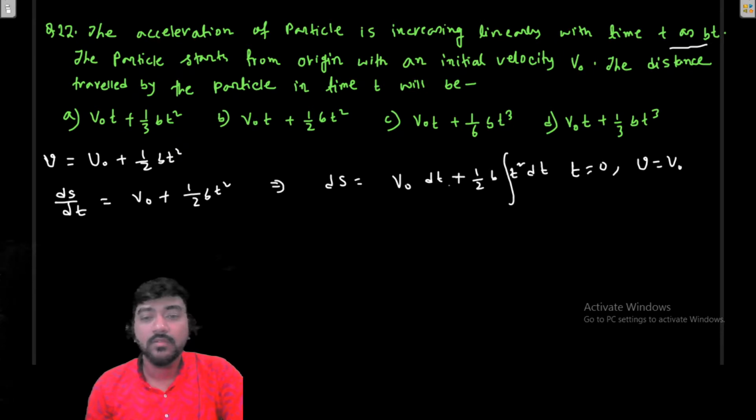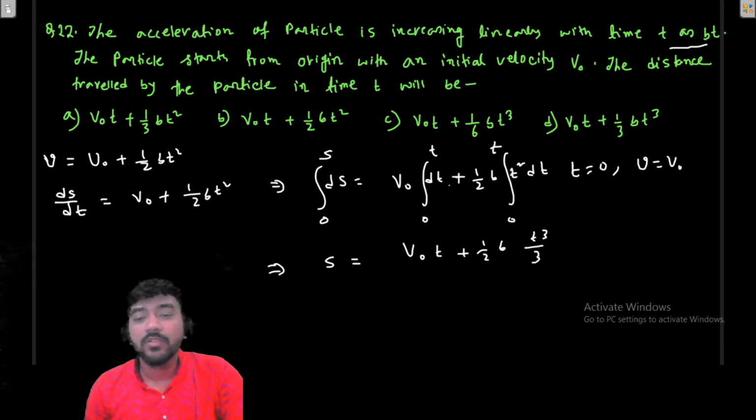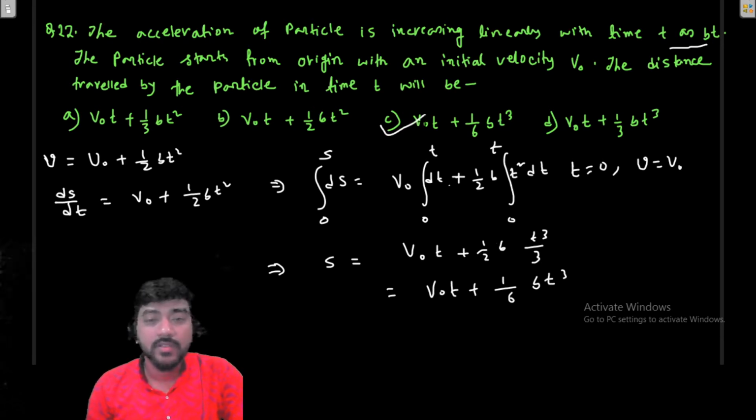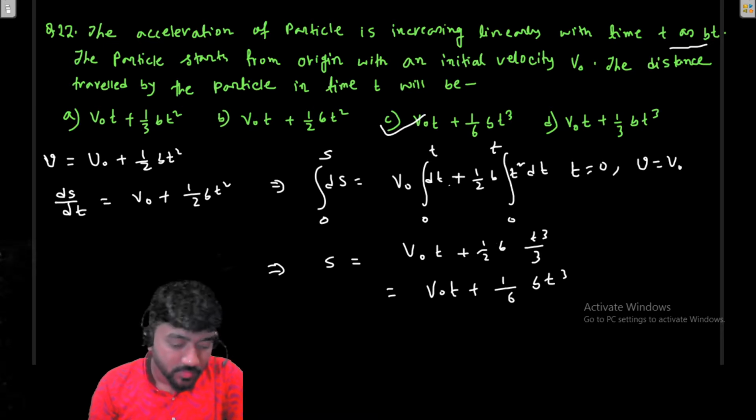Now we have to integrate this. Initially when t is equal to 0, the distance traveled is 0. When t is equal to t, the distance traveled is s. So s minus 0 on the left hand side. So v0 into the integration of dt is t, plus half b into t³ by 3. So it will be v0t plus 1 by 6 bt³. So C will be the correct answer. Yes.